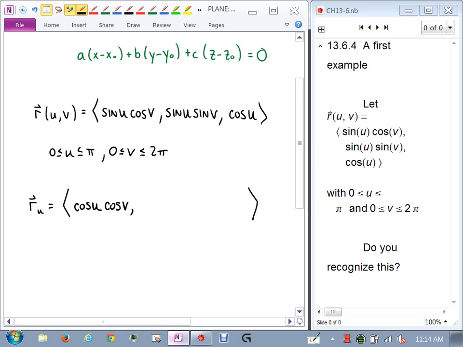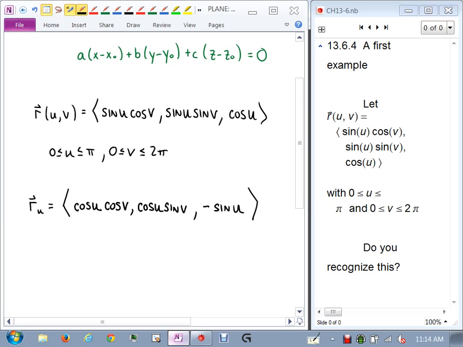Then, the derivative of the next component with respect to u: cosine u sine v. And finally, the derivative of cosine u is negative sine u. Yes?